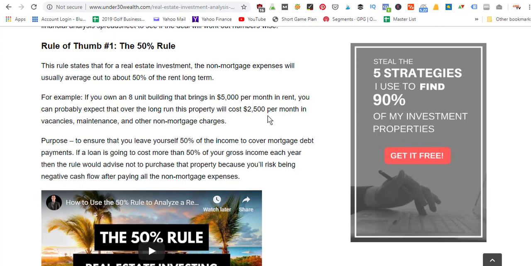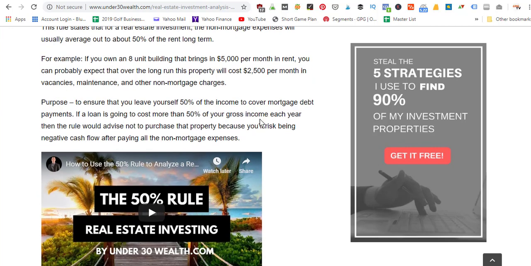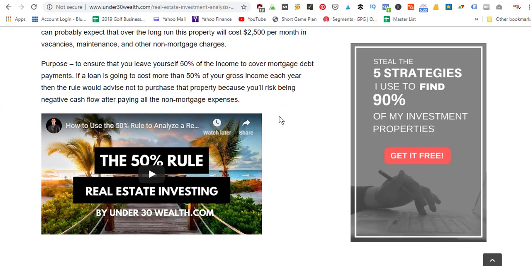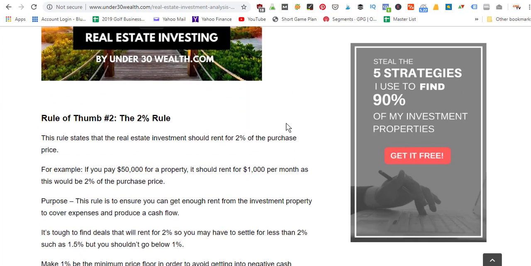the rent. All right, so again, the purpose of this rule is just to ensure that you leave yourself 50% of the income after all your non-mortgage expenses, so that remaining 50% can go towards covering the mortgage debt payments. So if you find out, again, that your mortgage payment's going to be more than 50% of your gross income you're bringing in from the rental property, then it's advised not to purchase that property.